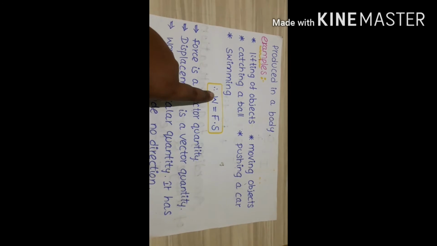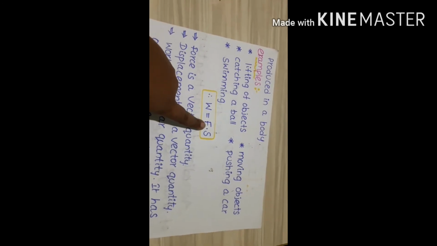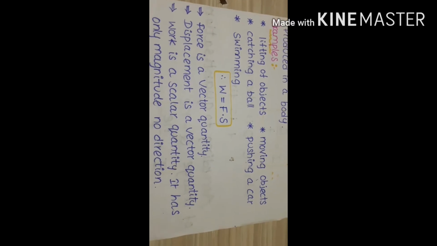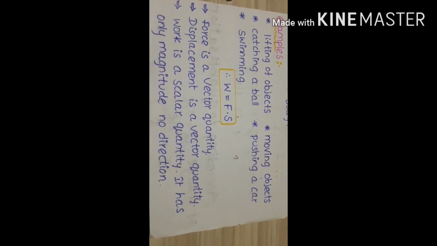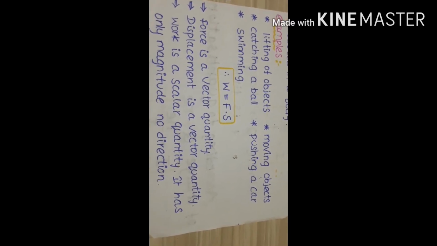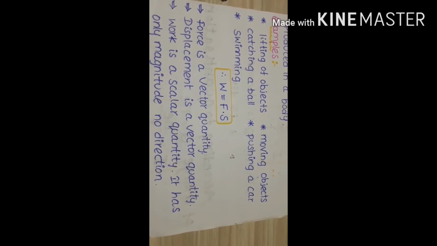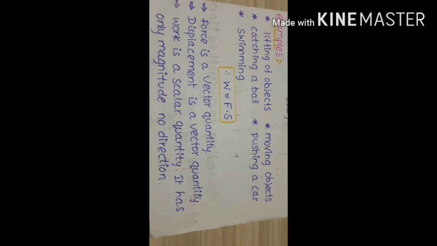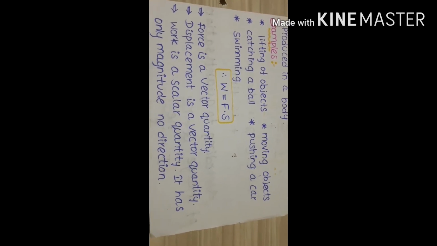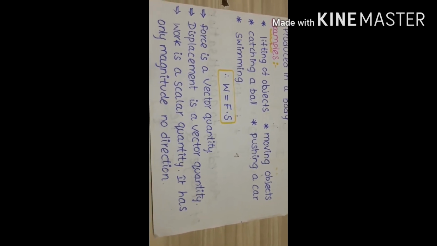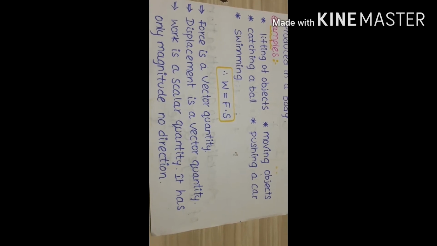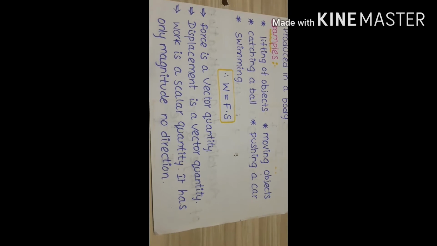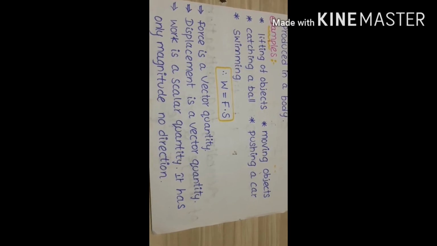So next, what is the formula of work? Work W equal to F dot S, where F is force and S is displacement. First of all, force is a vector quantity. So first of all, what is meant by a vector quantity? A physical quantity which has both magnitude and direction is called a vector quantity.